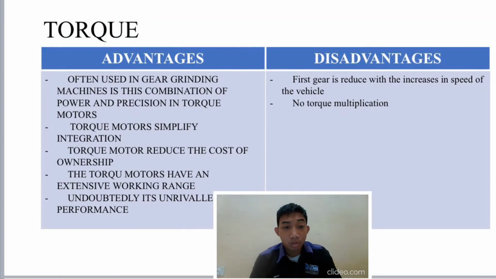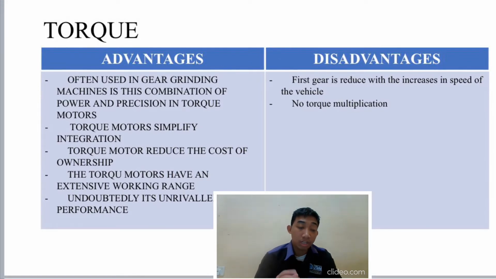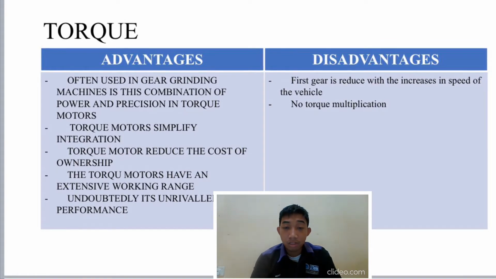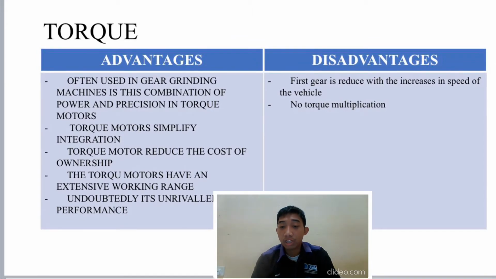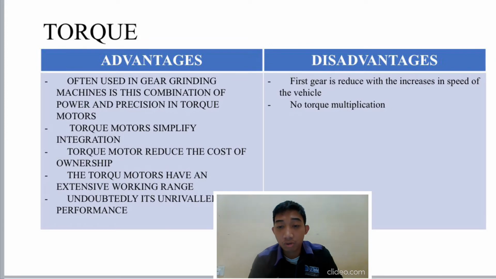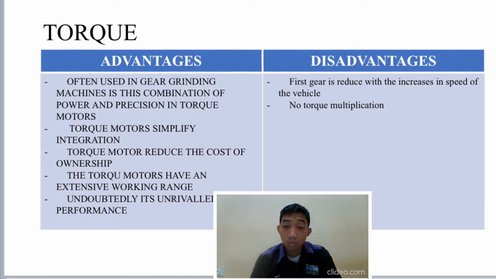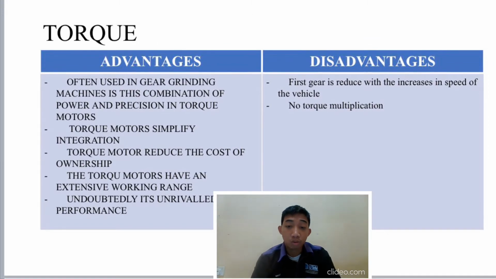Hi, I will continue the slide presentation for torque and horsepower. My part is about the advantages and disadvantages of torque and horsepower. First, for torque, the advantages. First, it is often used in gear grinding machines, with a combination of power and precision in the torque motor. Second, the torque motor simplifies integration. Third, the torque motor reduces the cost of ownership. Fourth, the torque motor has an extensive working range.